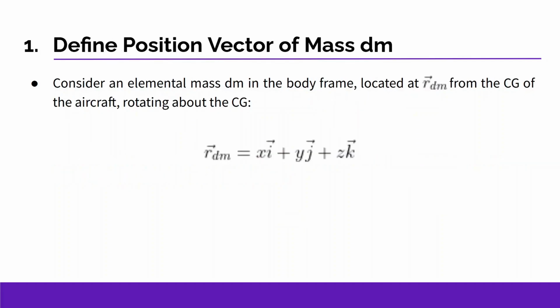So instead of considering the whole aircraft right away, we're going to start with an elemental mass dm that is part of the aircraft, but is located at a distance r_dm from the center of gravity, and it is rotating about the center of gravity of the aircraft with rates equal to p, q and r. So r_dm is defined to be equal to x i plus y j plus z k, and again, it is rotating about the CG of the aircraft with rates p, q and r.